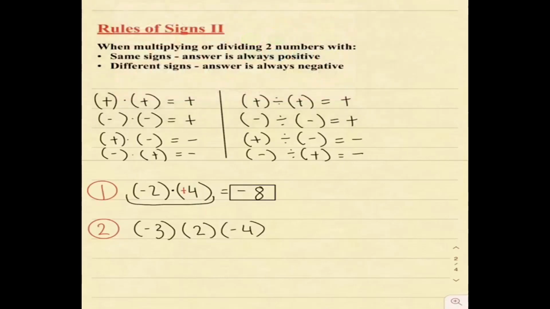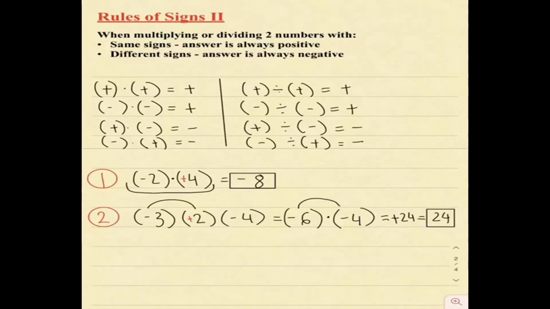Right away, I'm going to put a positive sign in front of the 2. So now I'm going to multiply negative 3 times positive 2. Those are 2 numbers with 2 different signs, so it's going to be negative 6. Now I'm going to rewrite times negative 4. Now I'm multiplying negative 6 times negative 4. Those are 2 numbers with the same sign. The answer is always positive. 6 times 4 is 24. So the answer is going to be positive 24 or just 24.